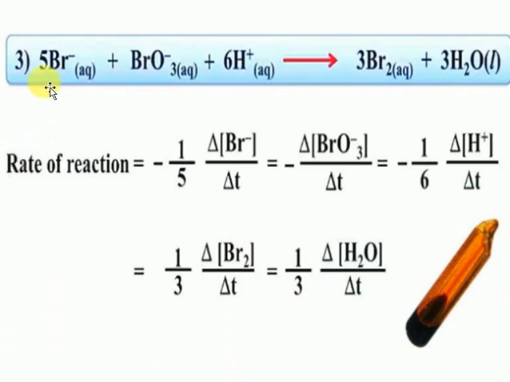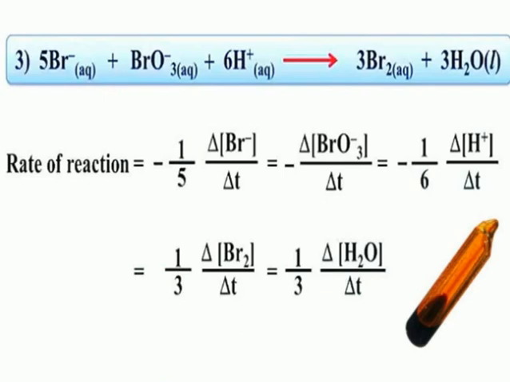Next, one more thing. The reaction is 5Br minus, BrO3 minus, 6H plus giving 3Br2, 3H2O. I want to write the rate of this chemical reaction. First, the coefficient 5 is there, so 1 by 5 is mentioned. The first is a reactant, and for a reactant a minus sign always comes. So minus 1 by 5 delta Br minus by dt. Next, minus BrO3 minus by dt, 1 by 1 only. Then it is equal to minus 1 by 6 dH plus by dt. These are all reactants only.